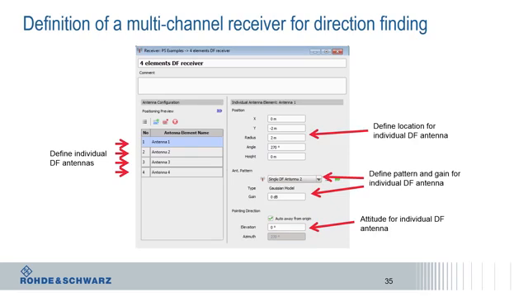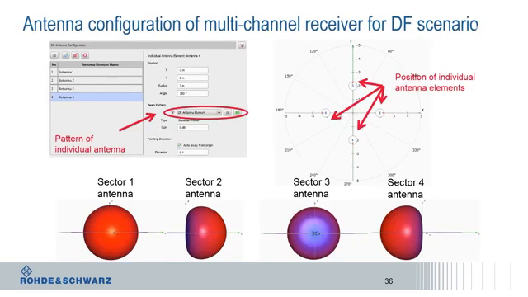Here's an example. Here I'm defining the antenna configuration for a 4-antenna receiver. You can see on the left-hand side that there are individual DF antennas defined. Each antenna can have a defined location, a defined pattern and a defined gain value. In addition, the pointing of each individual antenna can be selected.